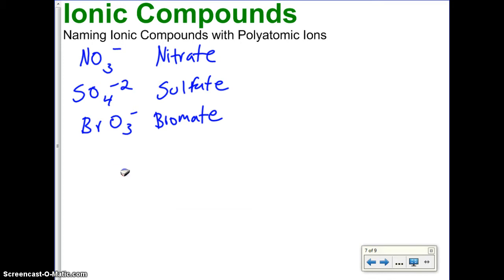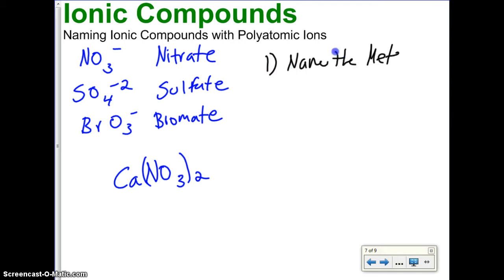So let's say we have CaNO3. Okay, and actually it should be Ca(NO3)2. Remember, with these, we're still going to name the metal. If it's a transition metal, you're going to show the Roman numeral as a charge. And if it's a polyatomic ion, you just name the polyatomic ion exactly like it is.